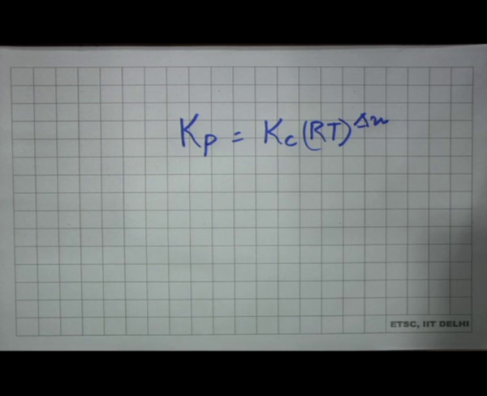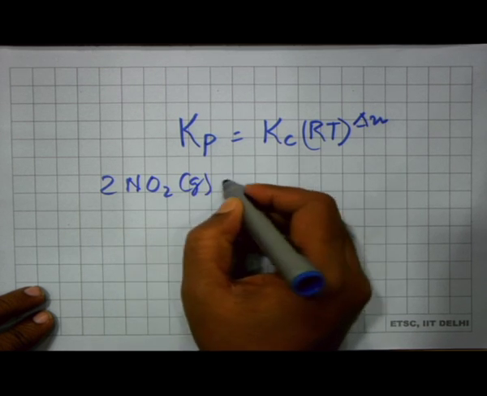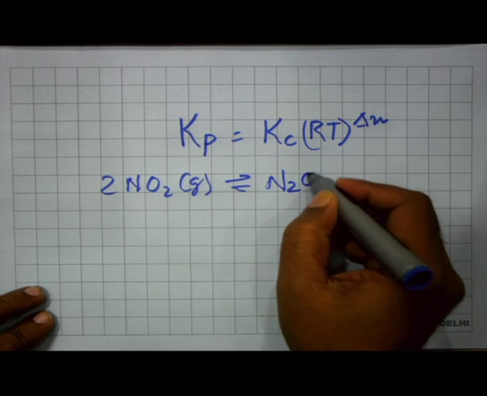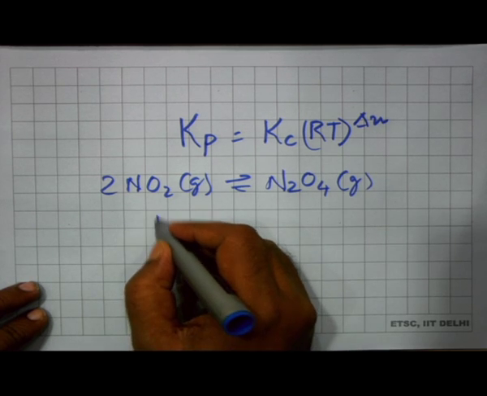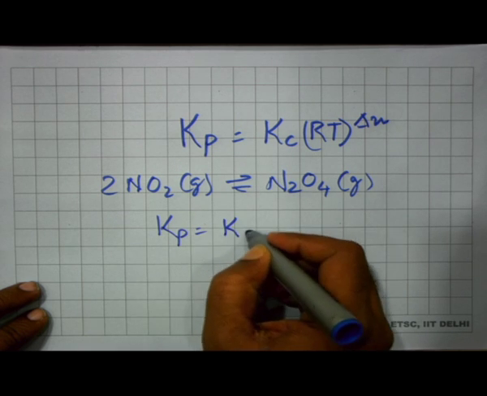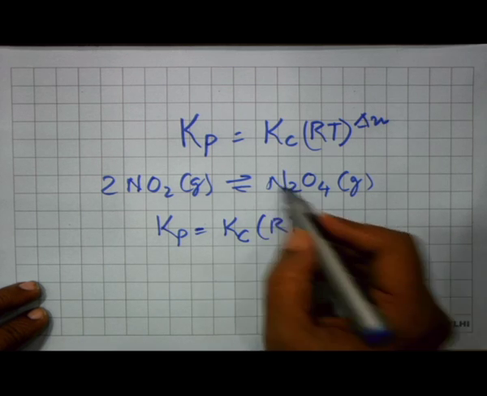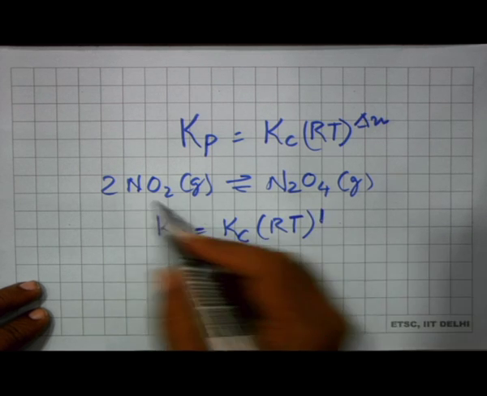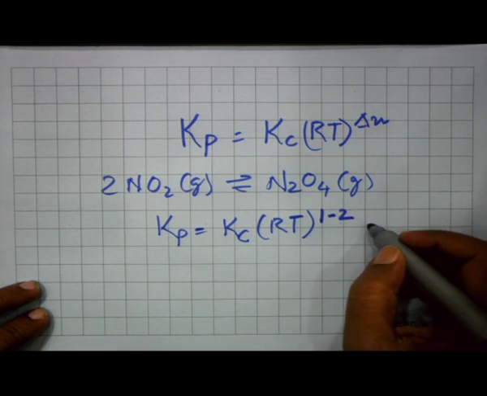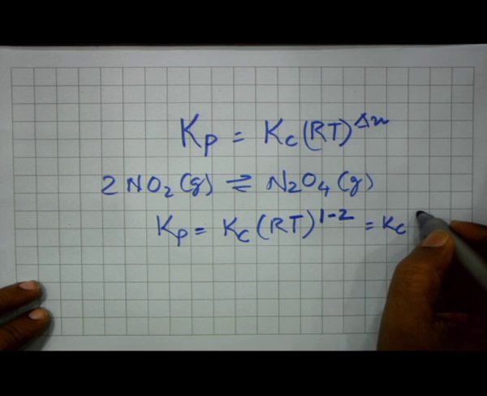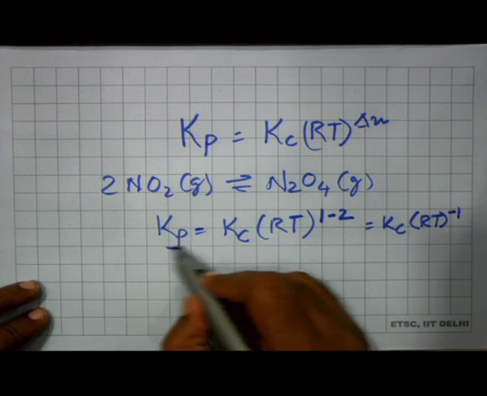For example, if I take 2NO2 gas going to N2O4 gas, what is the relationship between Kp and Kc? Kp will be Kc RT power delta n. You see n in product is 1 minus n in reactant is 2. So, it is simply Kc RT power minus 1. So, this is the relationship between Kp and Kc for this reaction.